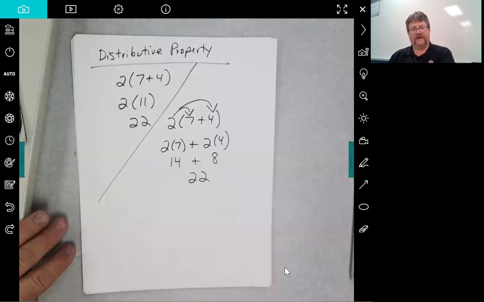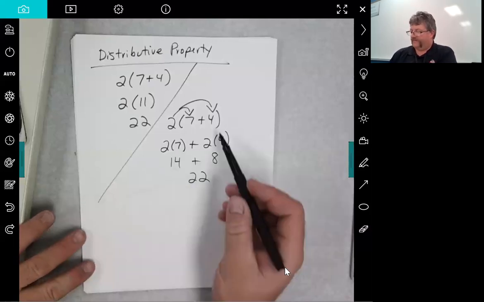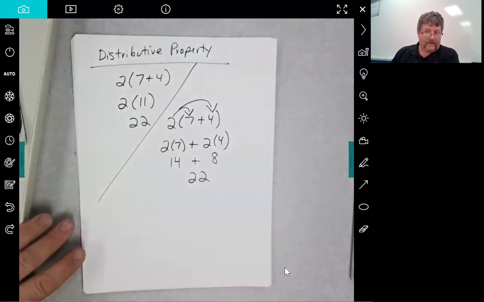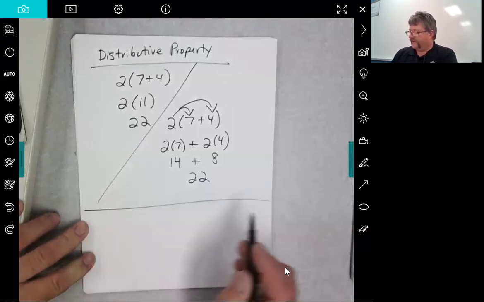Okay. Now you might be saying, that looks a lot more complicated than that. Why would you do it that way? The other way, it looks easier. And if they're all good old numbers, you're right, it is easier. But what if we have this?